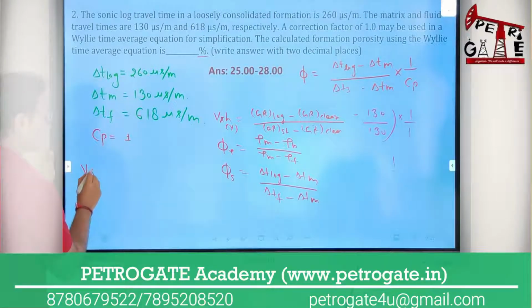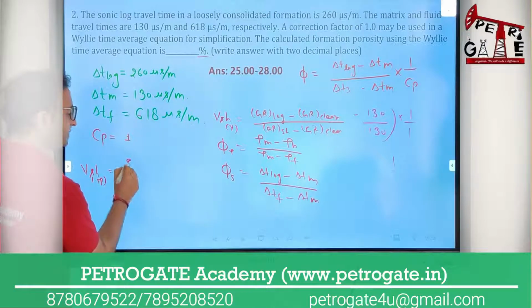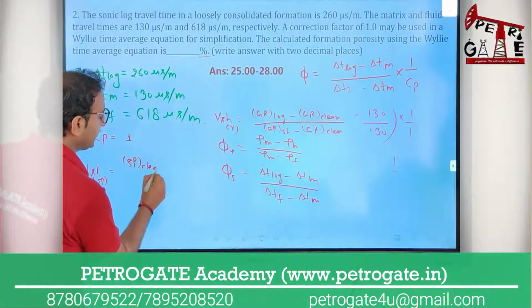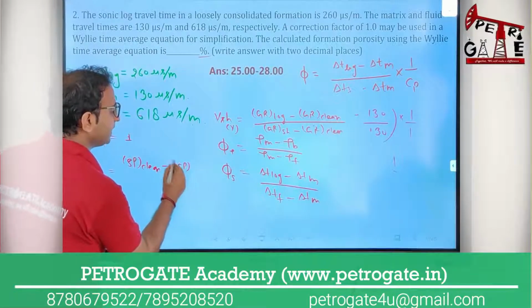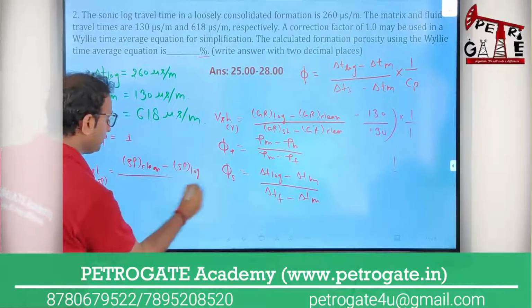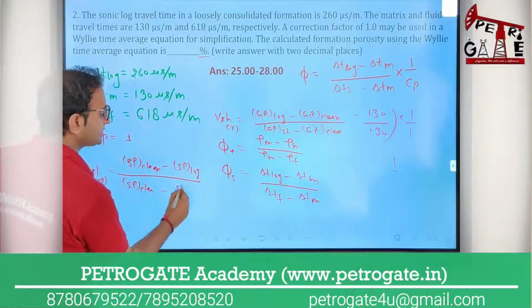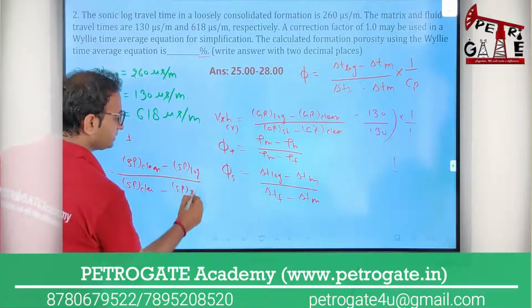Okay, now I am writing volume of shell because of SP log. So it means SP clean minus SP log upon SP clean minus SP shell.